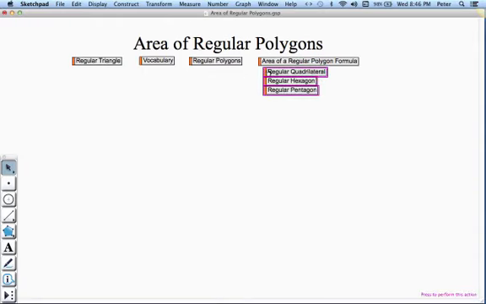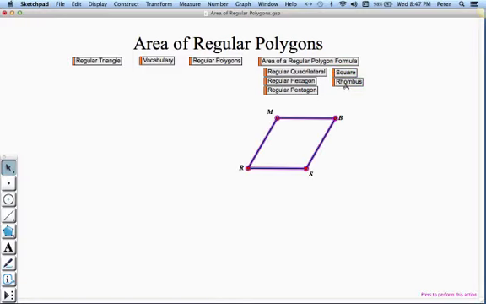In Chapter 5, we talked a lot about quadrilaterals. Some of the quadrilaterals we looked at were squares and rhombuses. Now, I mentioned that a rhombus is not a regular polygon because it doesn't have congruent angles. A square, however, was. So a square is a regular polygon. It's a regular quadrilateral.